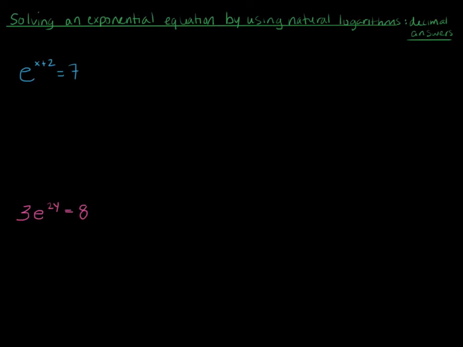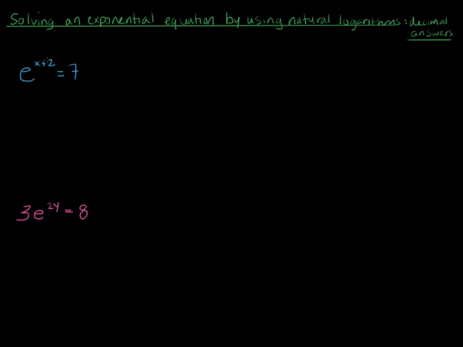In this video, I want to talk about how to solve an exponential equation by using natural logarithms when we're looking for decimal answers. So basically what we need to do is figure out how to solve for x using a natural logarithm. The great thing to remember is that you can always take the natural logarithm of both sides, and that's going to get rid of your e for the most part. So let's look at what we would do.